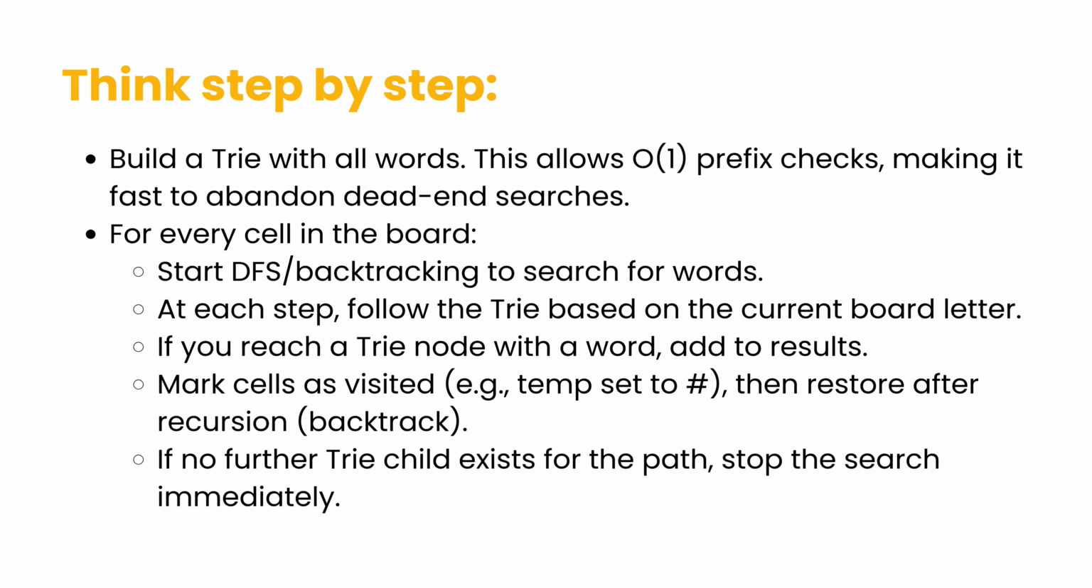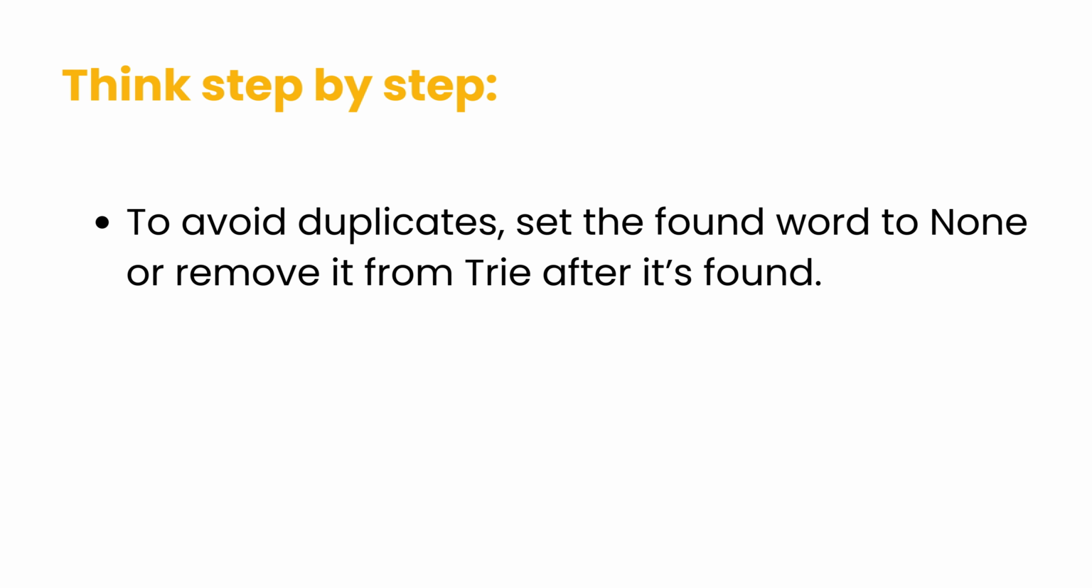Think step by step. Build a trie with all words. This allows O(1) prefix checks, making it fast to abandon dead-end searches. For every cell in the board, start DFS/backtracking to search for words. At each step, follow the trie based on the current board letter. If you reach a trie node with a word, add it to results. Mark cells as visited, for example, temp set to hash, then restore after recursion, backtrack. If no further trie child exists for the path, stop the search immediately. To avoid duplicates, set the found word to None or remove it from the trie after it's found.